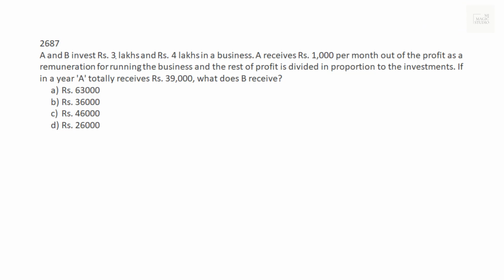A and B invest rupees 3 lakh and rupees 4 lakh in a business. A receives 1,000 per month out of the profit as the remuneration for running the business, and the rest of the profit is divided in proportion to the investment. So the proportion of the investment is 3:4. If in a year A totally received rupees 39,000, how much does B receive?